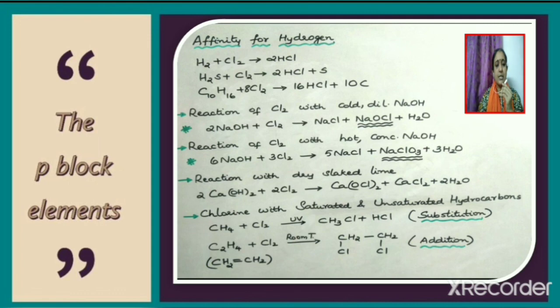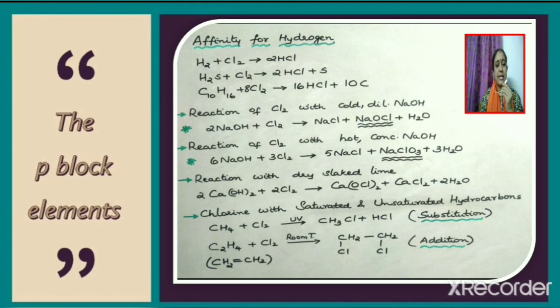Now let us consider the reaction of chlorine with dry slaked lime. We know that when chlorine is passed through dry slaked lime, bleaching powder is obtained. So how can we write the reaction equation? Ca(OH)2 plus Cl2 gives CaOCl2 plus calcium chloride plus water.